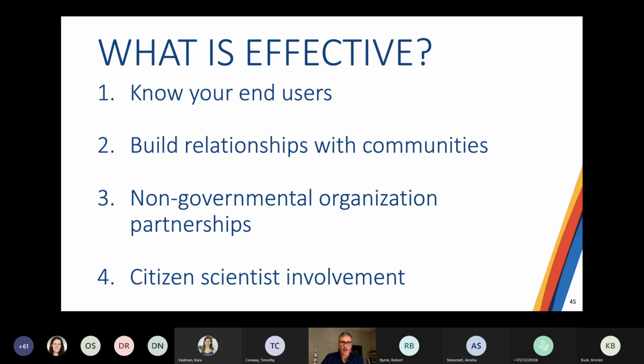Non-governmental organization partnerships. Those NGOs that I talked about earlier, Surfrider, the David Suzuki Foundation, they are already connected with all of the community that you want to reach. There's no need to reinvent the wheel. They already know who's passionate about ocean health. They already know how to talk to them and how to reach them.